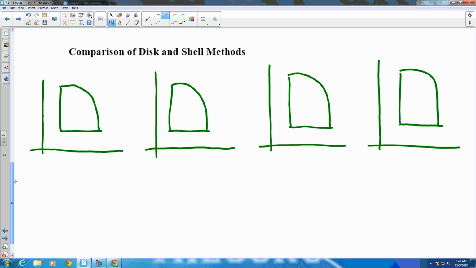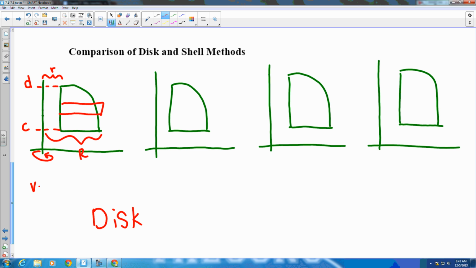Okay. So if I am revolving around the y-axis and I'm doing the disk method, we're going to have the disk method on these first two. From C to D, we would have a rectangle perpendicular. We would have a capital R and a little r. So our volume would be pi times the integral from C to D of capital R squared minus little r squared dy.